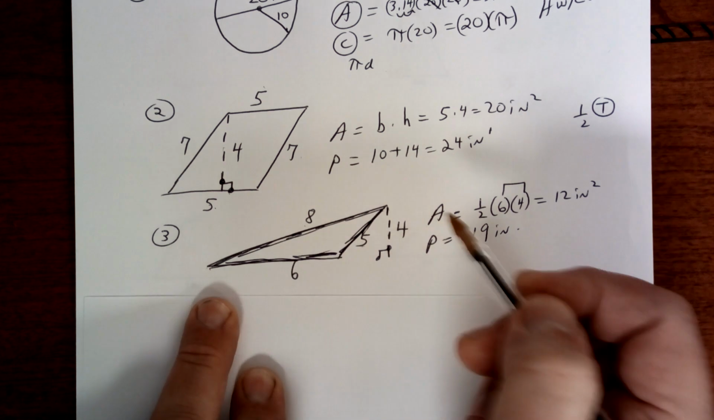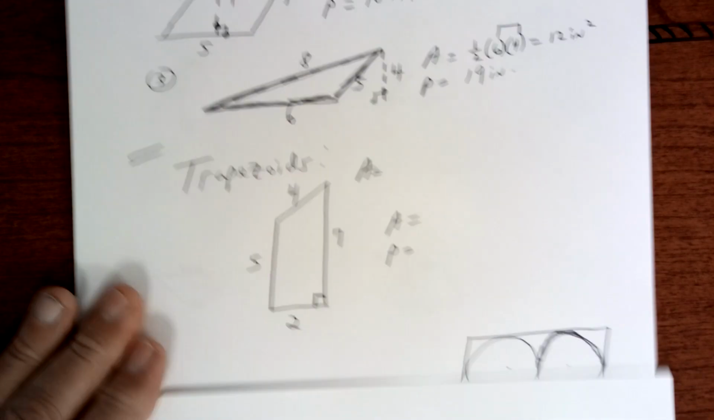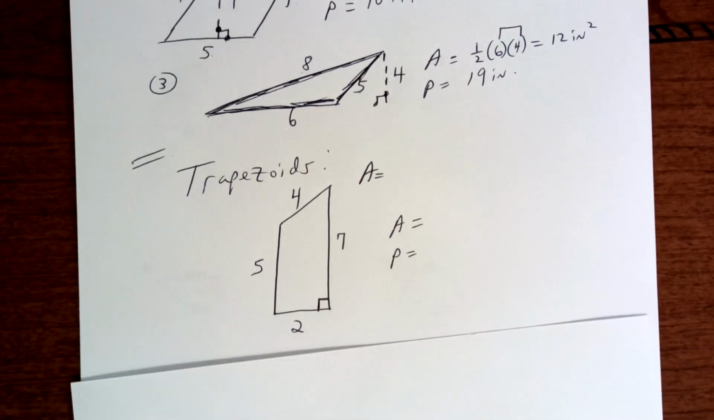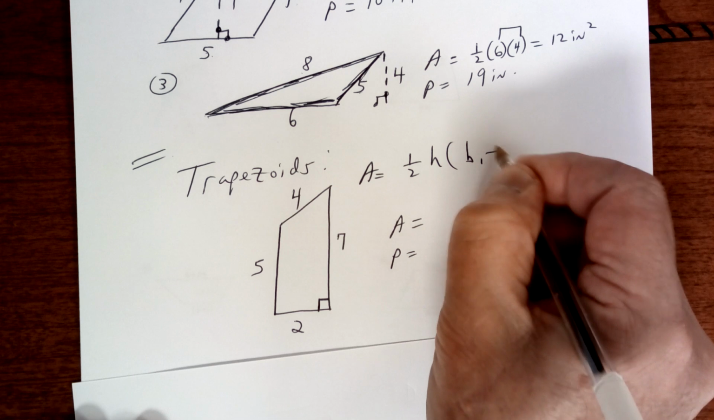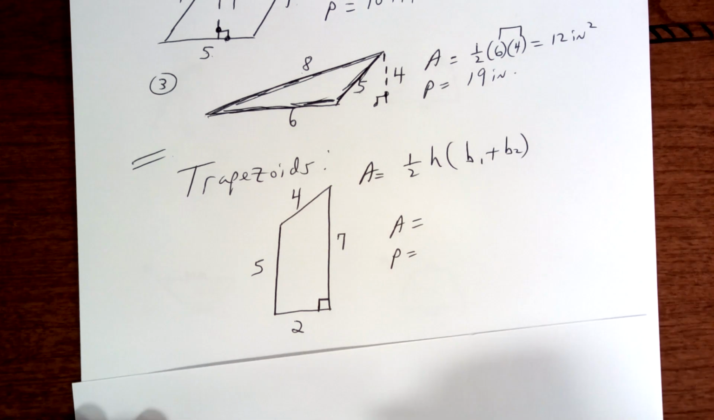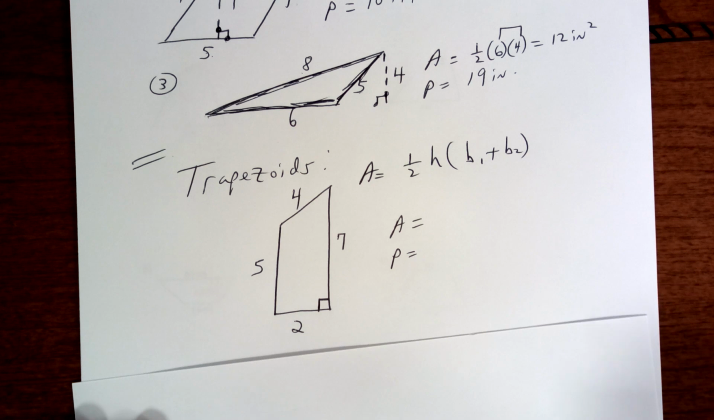All right, there we go. Today we're talking about trapezoids, so copy this down right here. All right, so the formula is 1/2 the height times the sum of the two bases. So you might say, well, 4 and 2, and the height is 7. Maybe. So let's say you say that.